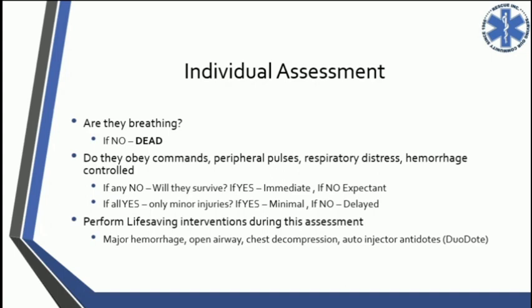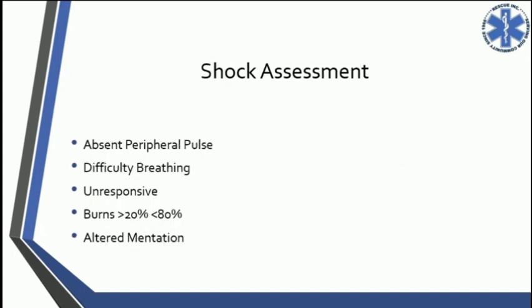So basically what we're doing for initial triage for red is, are they in shock? That's kind of the standard. Are they in shock or not? If there are absent peripheral pulses and present central pulses, they're in shock. If they have difficulty breathing of any degree, they're considered to be in shock. If they're unresponsive, they're in shock. Burns over 20%, less than 80%, they're in shock. And if they're confused, they're also in shock. These are really the things that make a red patient.